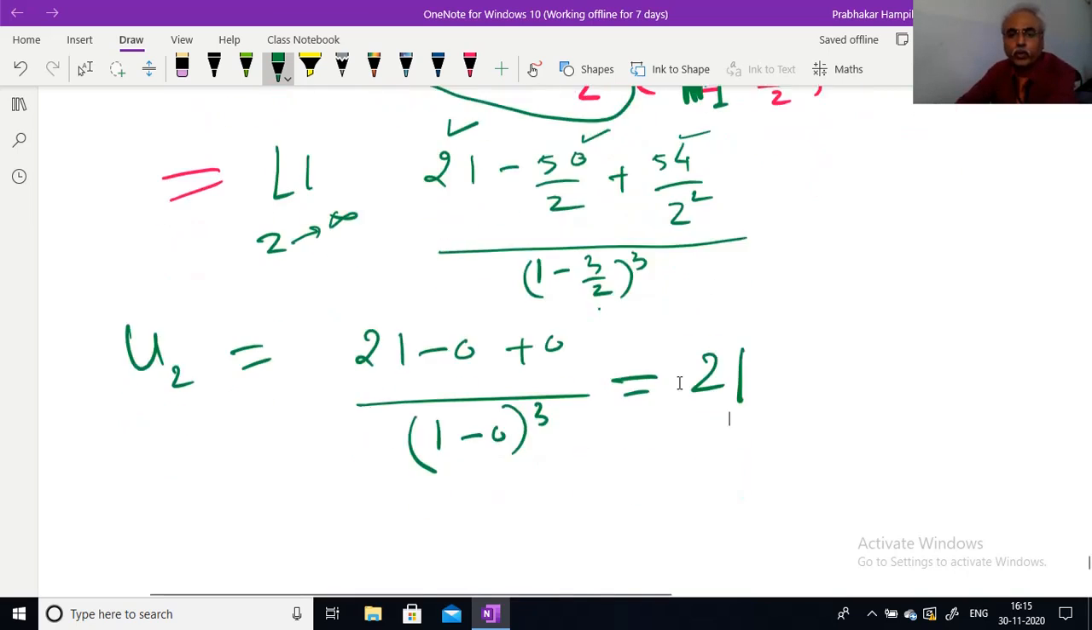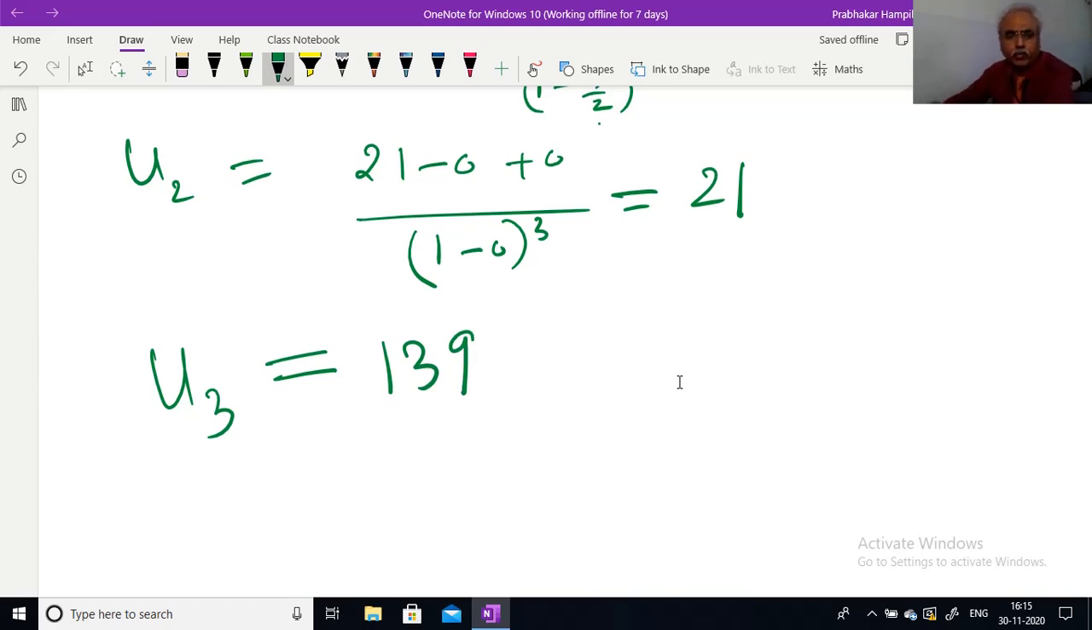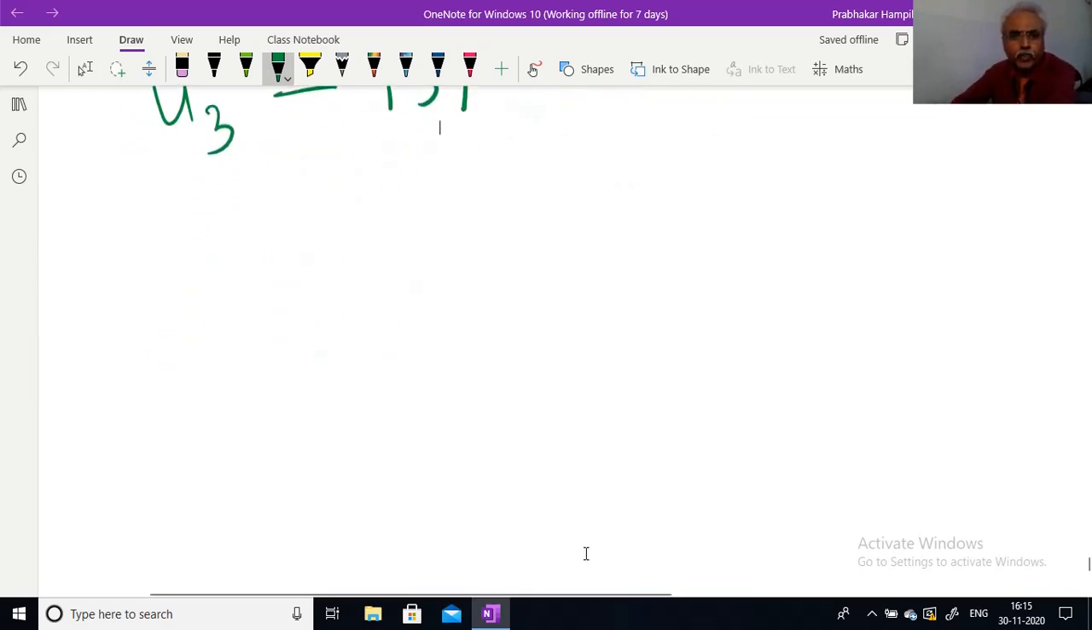Dear students, very similarly, like the last example, without fail you try u3; you should get 139. Any example of this type is done in a similar way.